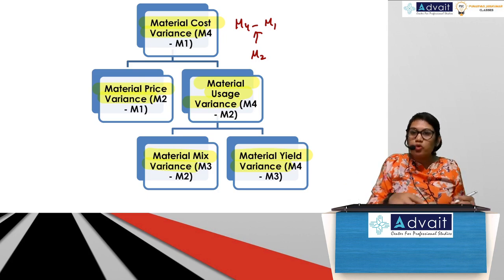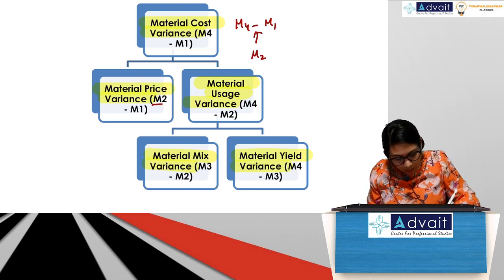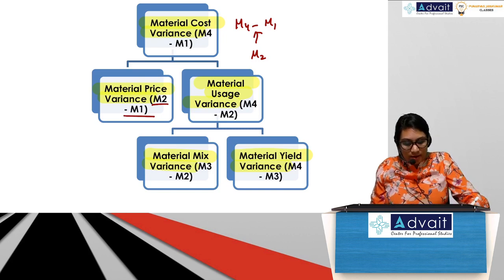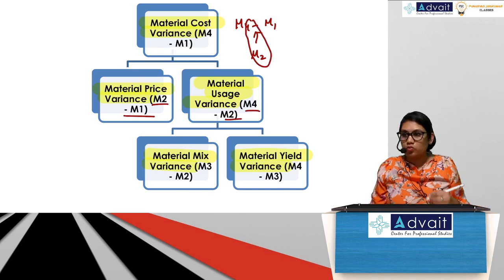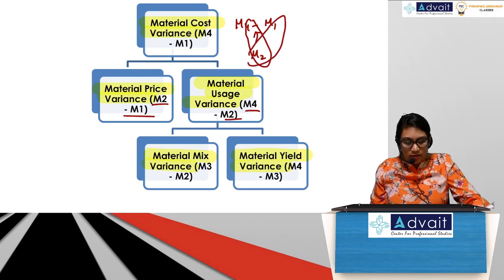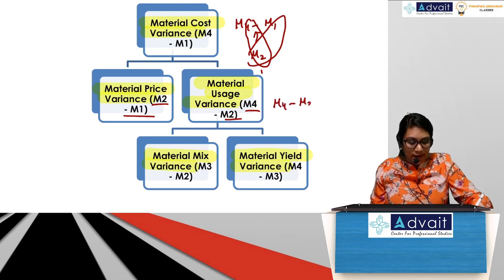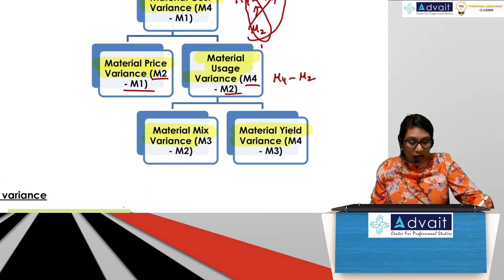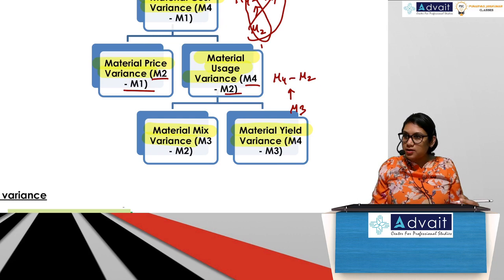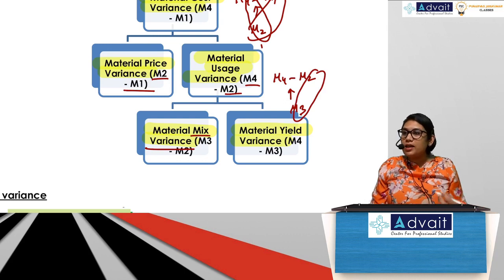Okay. So now M2 will join here. If M2 joins, what will happen? M2 minus M1 will be your MPV. MUV will be M4 minus M2. So 2 first got paired with 1, then 2 got paired with 4. Once I have M4 minus M2, now M3 will join in. Once M3 joins in, M3 minus M2 will be your material mix variance.